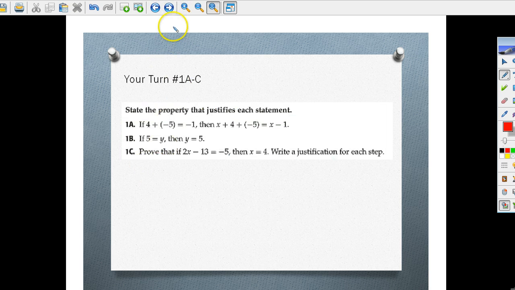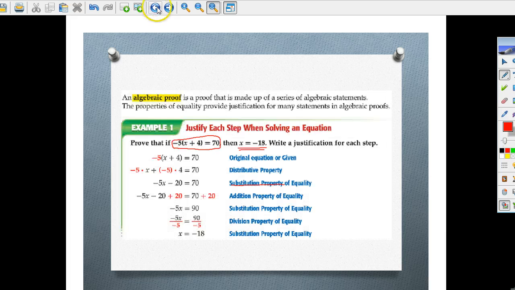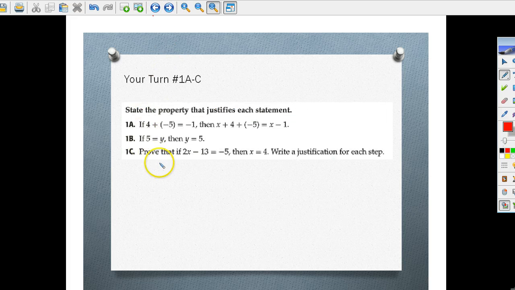So here is your turn. Did we skip anything? No, okay. So here's your turn, numbers 1A, 1B, 1C. You are writing the property that you're using for each step. So it's good that you got practice on how to write out each step.